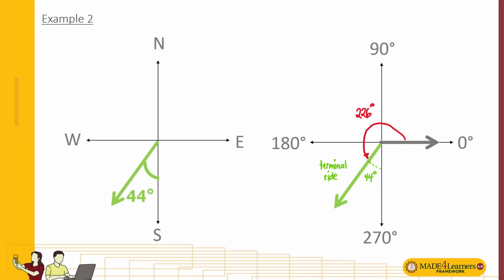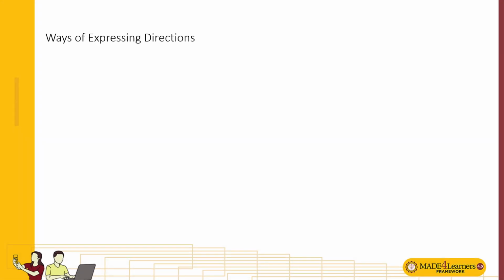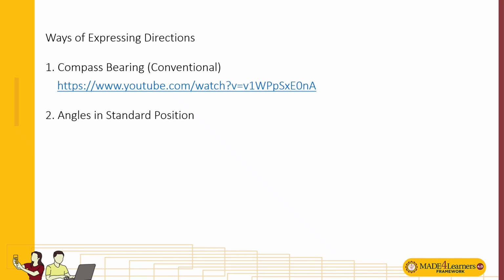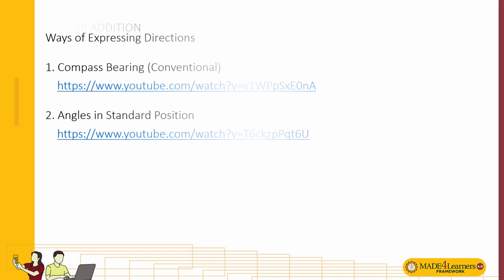So the second example from the Cartesian plane, from the compass bearing, can be written as 226 degrees. Or if we move clockwise, it's 90 plus 44, so that's 134 degrees, but it's clockwise, so it's negative 134 degrees, right? So you can visit these sites for more examples on the two ways of expressing.